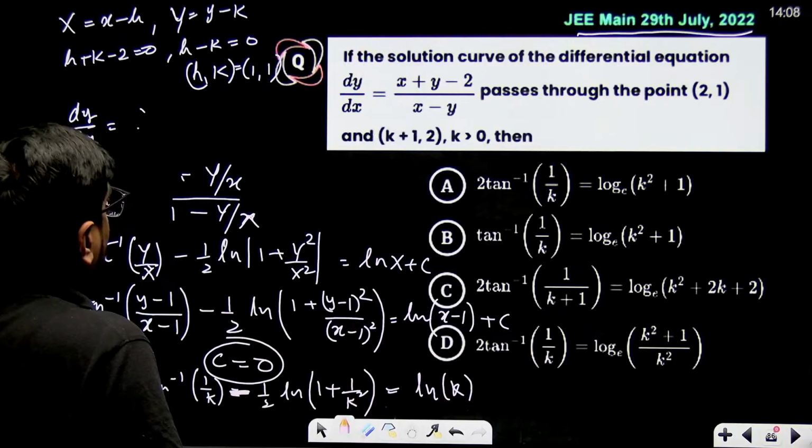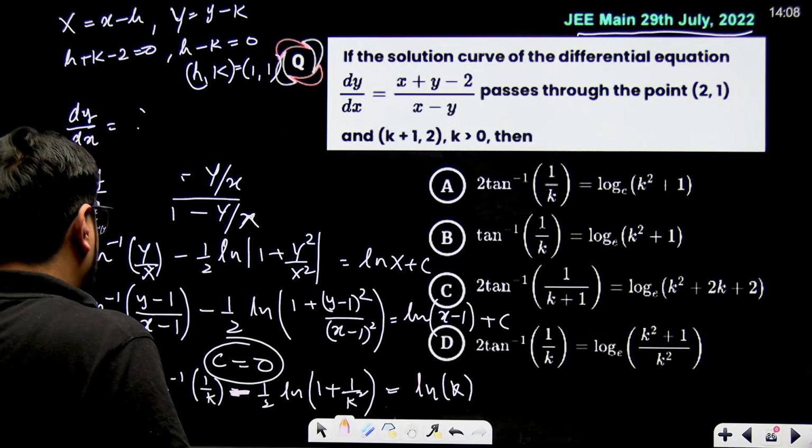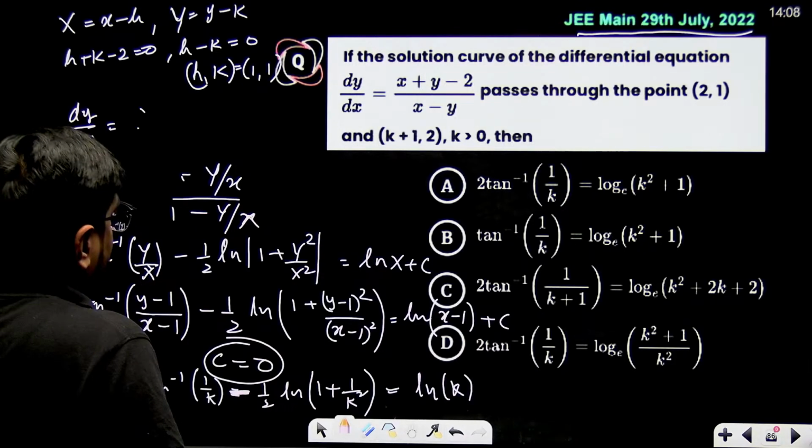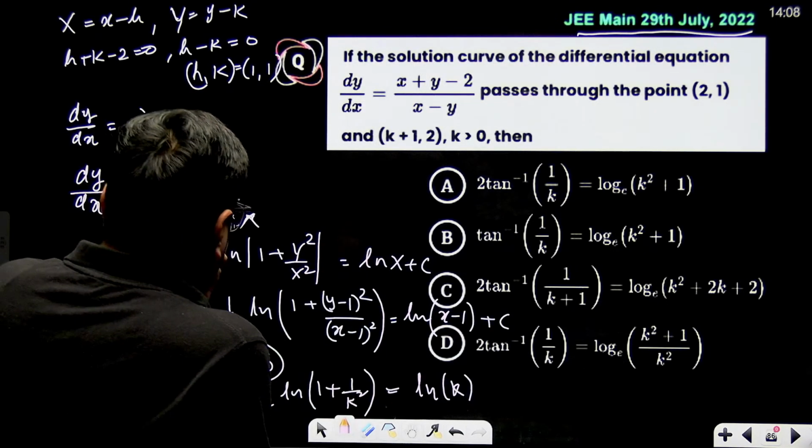Ln of x minus 1, that means k plus 1 minus 1. This is also correct, ln of k only. So tan inverse, which would be the answer? Tan inverse 1 by k equal to ln of k.